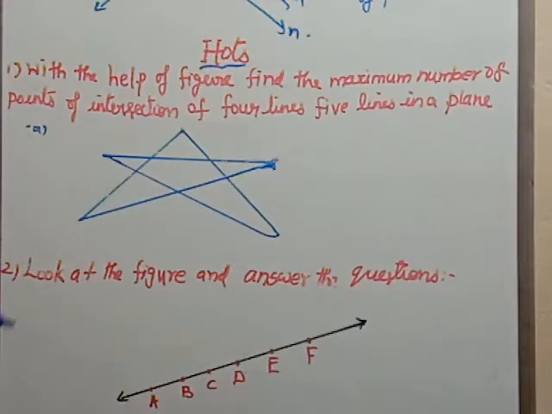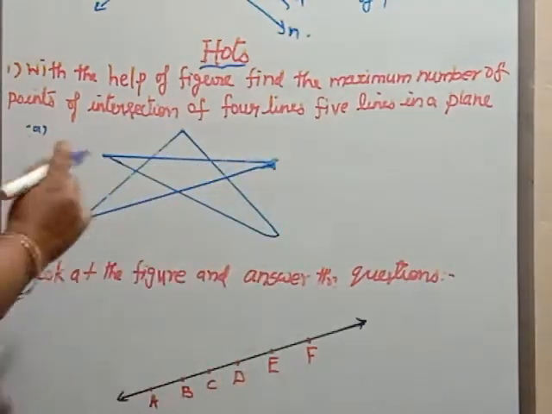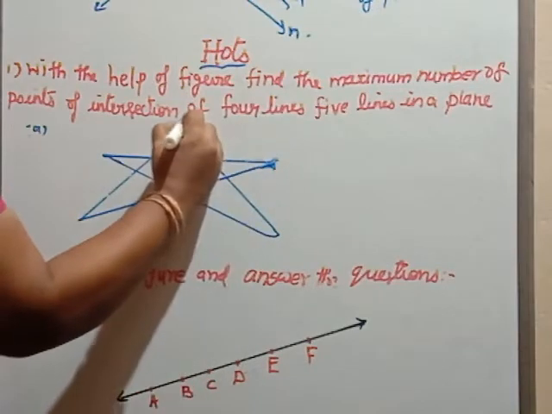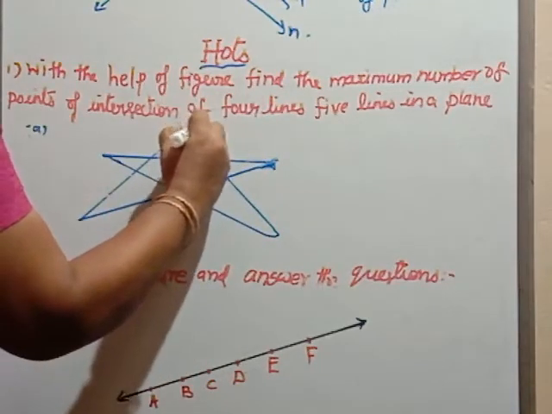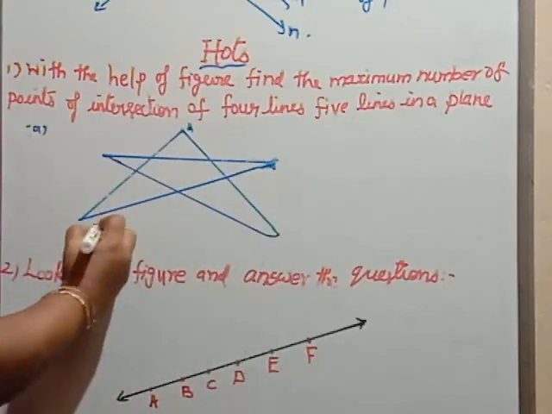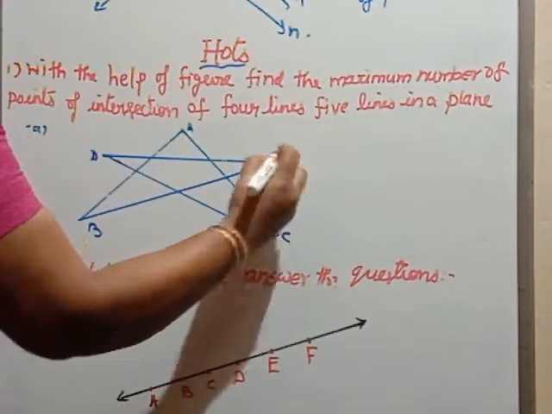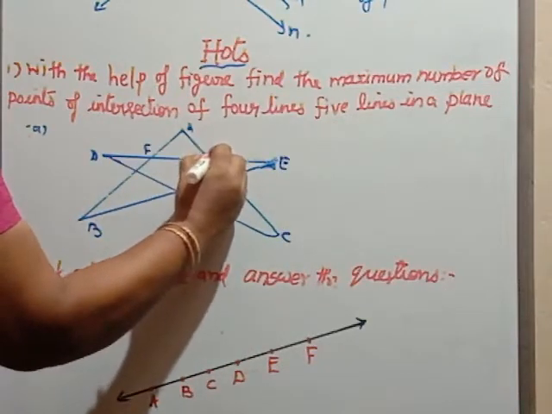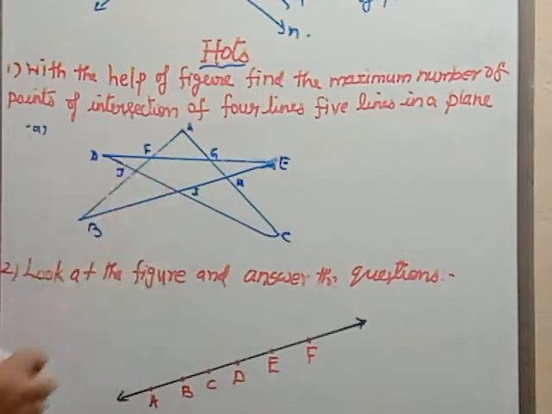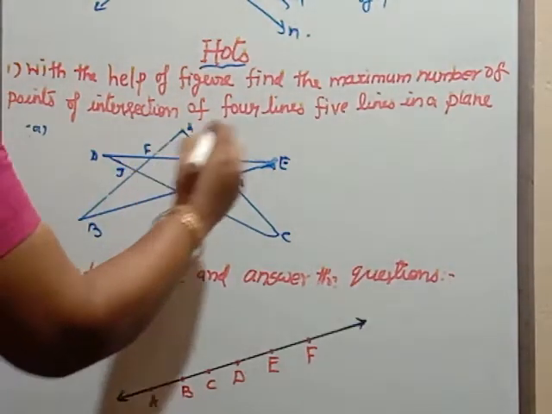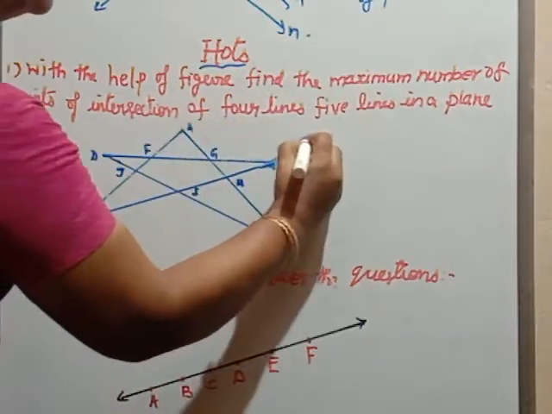In this figure, how many lines are intersecting? 1, 2, 3, 4, 5. Now, they are asking how many points of intersection there are. I will give the names A, B, C, D, E, then F, G, H, I, J. Understand, children? Now, how many points of intersection are there?